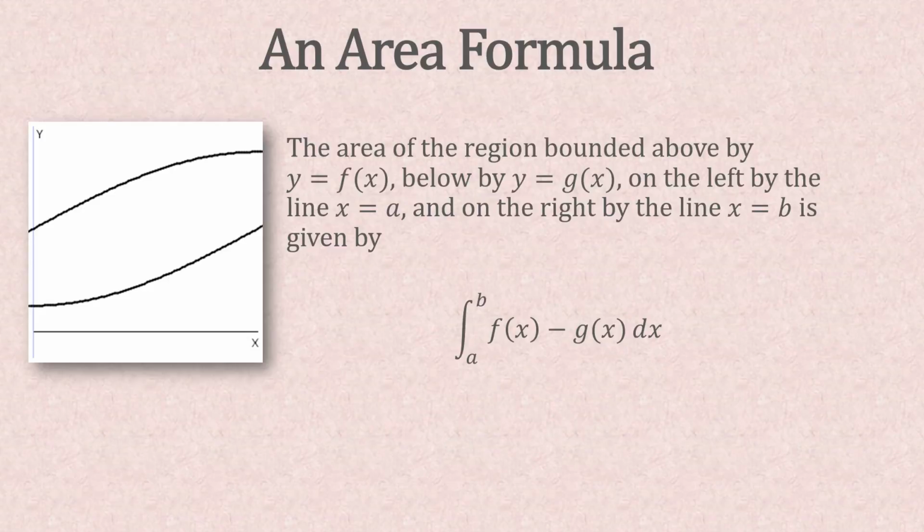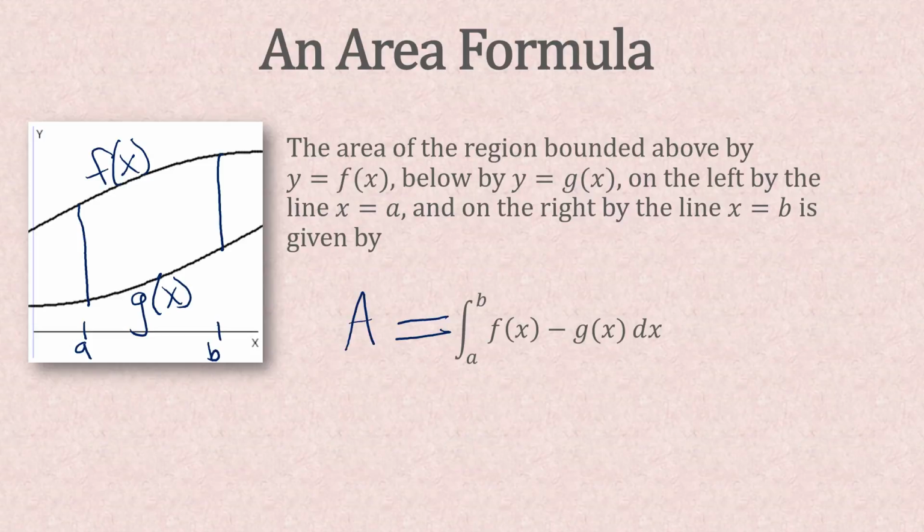So the area of the region bounded above by the curve f of x and below by the curve g of x, on the left by the line x equals a, and on the right by the line x equals b, is given by that formula there. And that right there, folks, is the area we've been looking for.